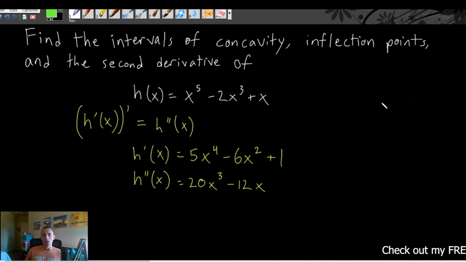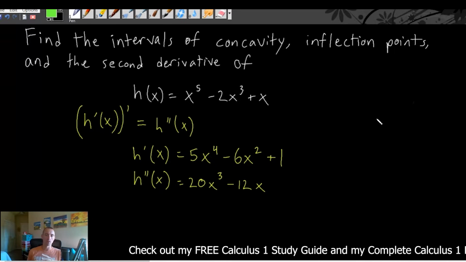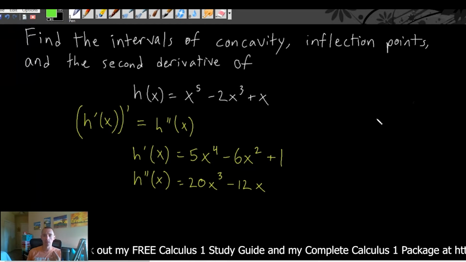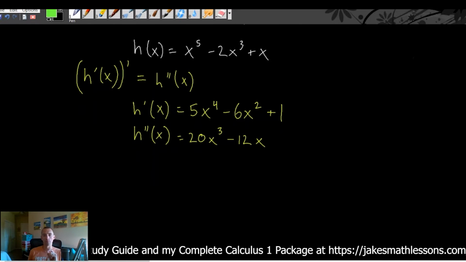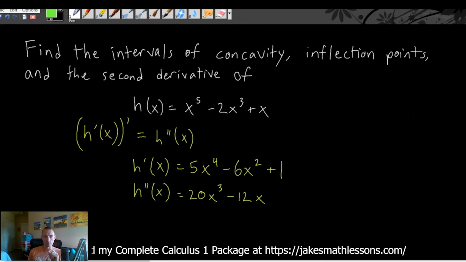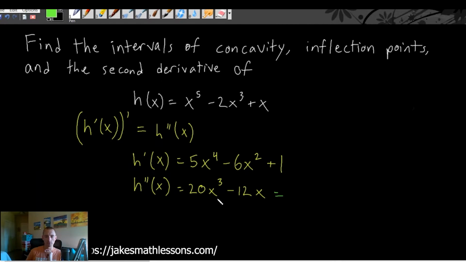So intervals of concavity and inflection points. Typically, these things are tied very closely together, obviously. I like to start with the inflection points, and I'll talk about why in just a second. But basically, the first step in finding inflection points and intervals of concavity is going to be to take your second derivative and set it equal to 0. So we're just going to take this function right here, 20x cubed minus 12x, because that's our second derivative of our function, and we're going to set it equal to 0. And then from there, we're going to solve for x.